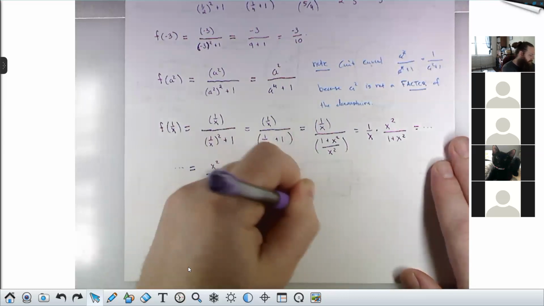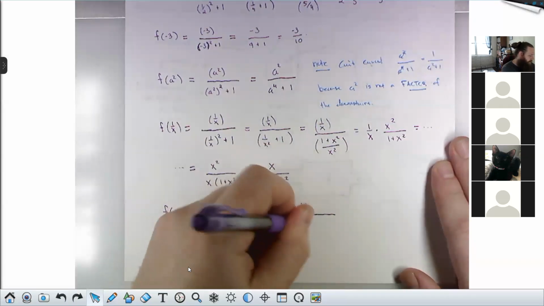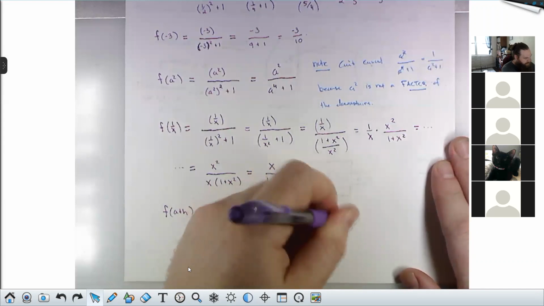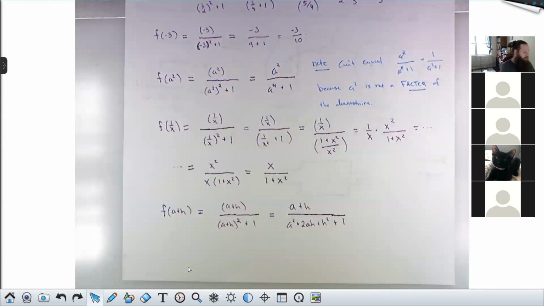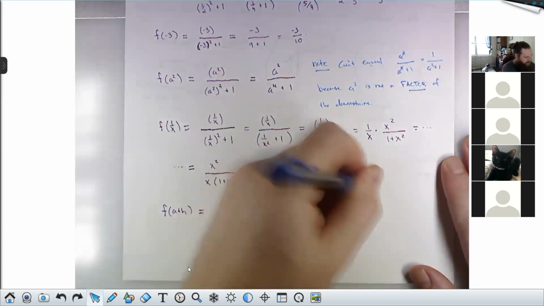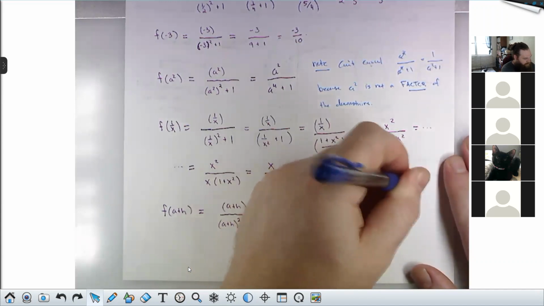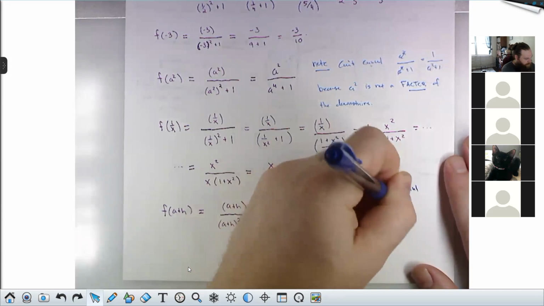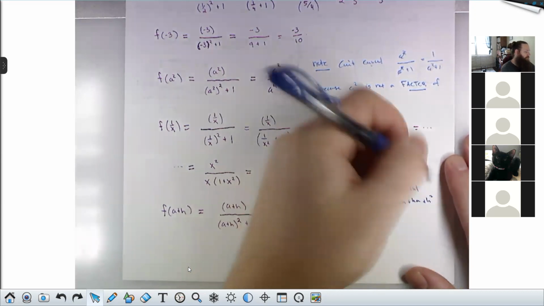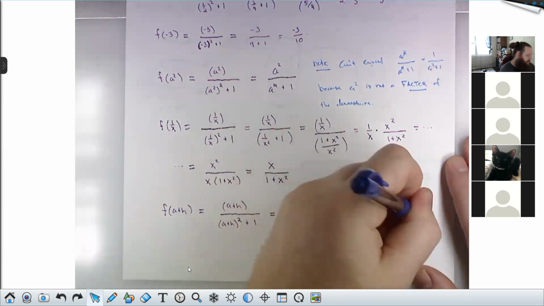If you want, you could multiply out the bottom. That's a squared plus 2ah plus h squared plus 1, because a plus h quantity squared is a plus h times a plus h, which you can FOIL out as a squared plus ah plus ha plus h squared, which is a squared plus 2ah plus h squared.